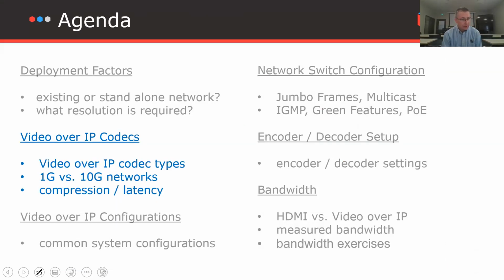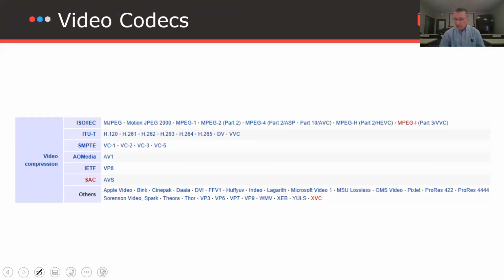So next section I want to look at is the video over IP codecs themselves. Interesting slide here. The first thing you'll notice is that there's a ton of video over IP codecs in general on here. I counted them, there's about 50. This is a screenshot from Wikipedia.